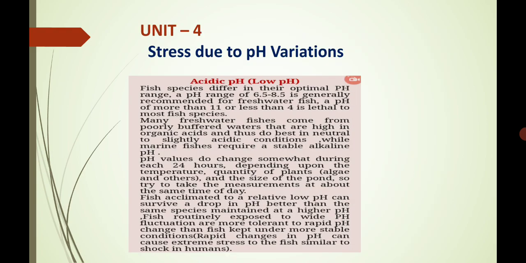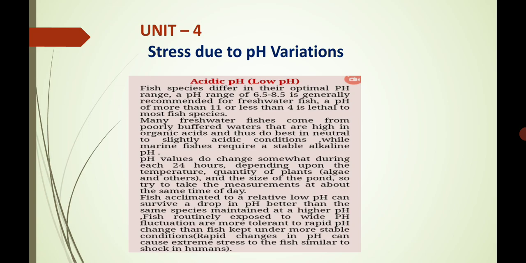Now, stress due to pH variations. Variations means that there is a difference between the pH values. Firstly, low pH is called acidic pH. Fish species differ in their optimal pH range, so fishes can differ according to the optimum pH level. A pH range of 6.5 to 8.5 is generally recommended for freshwater fish. A pH of more than 11 or less than 4 is lethal to most fish species.